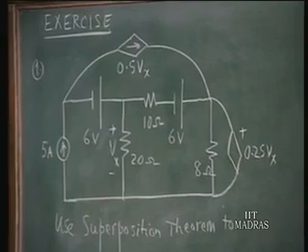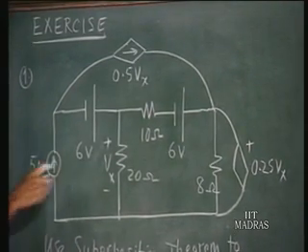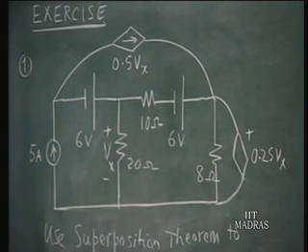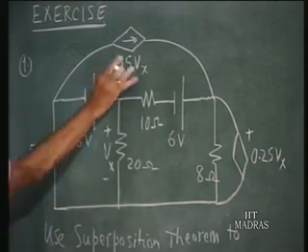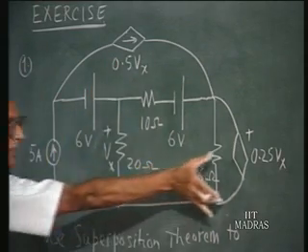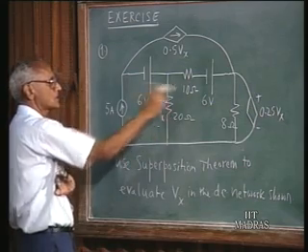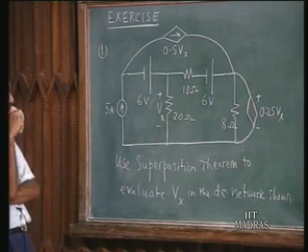In this DC network we have a 5 ampere current source and a 6 volt voltage source. Vx is the control voltage which controls this voltage-dependent current source and this voltage-dependent voltage source. And we have 20 ohm resistors, a 10 ohm resistor, another 6 volt voltage source, and of course an 8 ohm resistor.